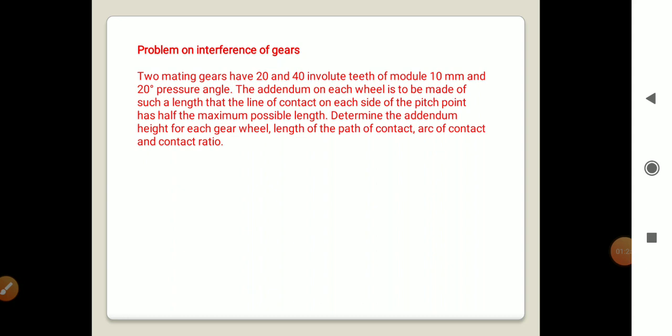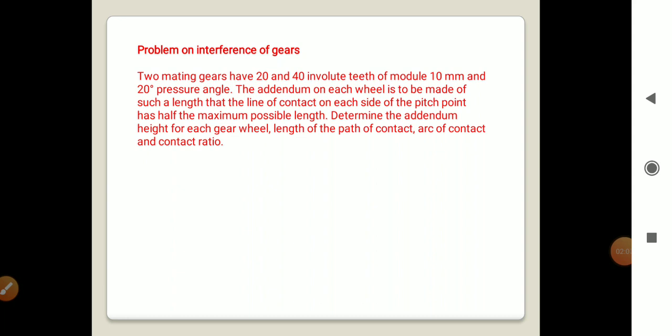The addendum on each wheel is to be made of such a length that the line of contact on each side of the pitch point has half the maximum possible length. That is, the addendum on each wheel is made in such a way that the line of contact on each side of the pitch point, the pitch point will be point P. Then KL will be the path of contact. Again, M and N will be the interference points. We have already seen this in the interference diagram.